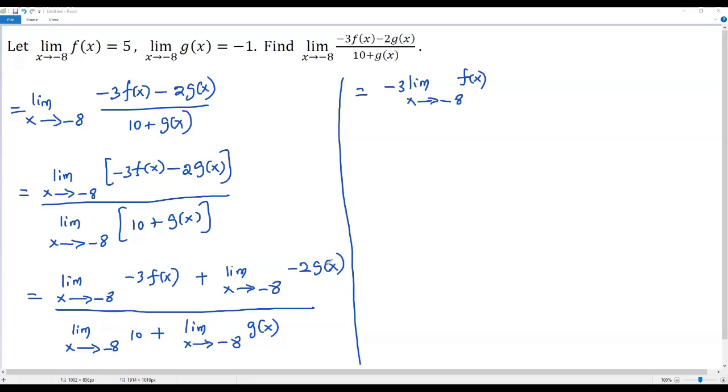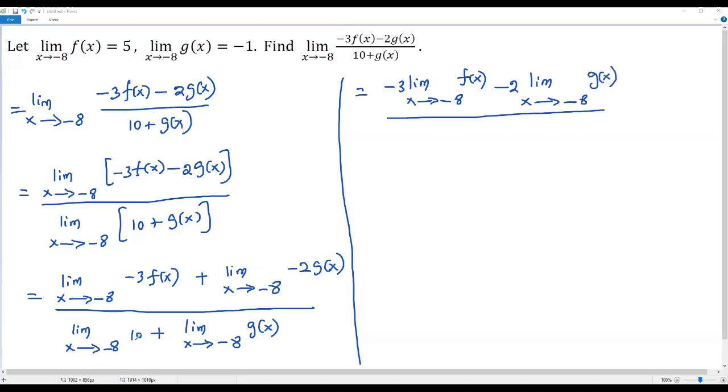Now the same thing over here. g of x is multiplied by the constant negative 2. So this negative 2 can be moved out of the limit. When it is moved out of the limit, there is already a positive sign over here. So when I multiply this positive and negative, it becomes negative 2 times the limit as x approaches negative 8 of g of x.